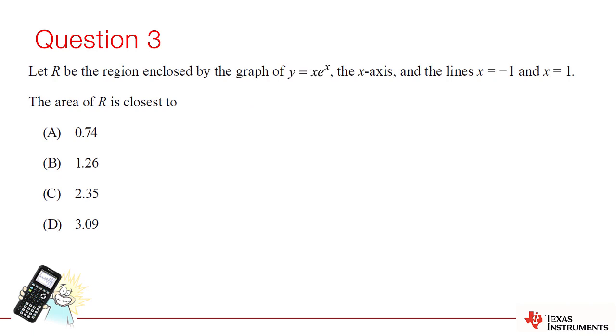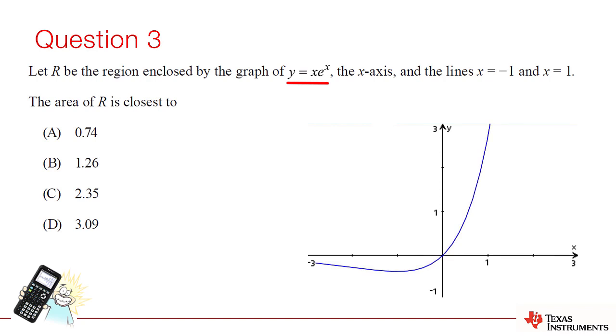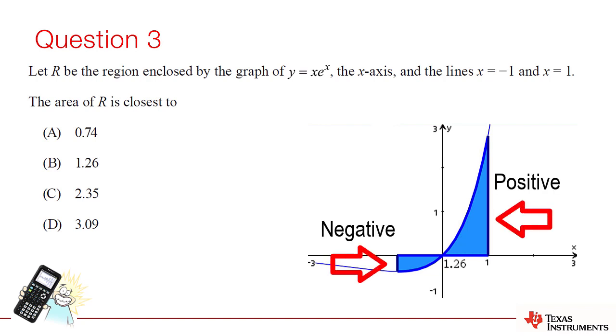Question 3. The region enclosed by the graph equates to area. We are given information about the boundaries of the region: the function y equals x times e to the x, the x-axis, and the lines x equals negative 1 and x equals 1. The area in question includes sections that are both above and below the x-axis, so the definite integral would therefore include positive and negative values.